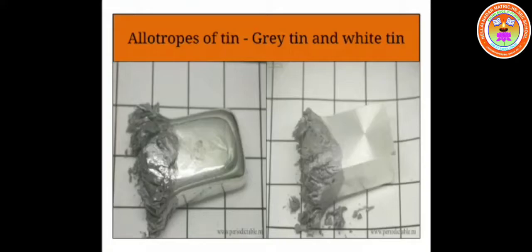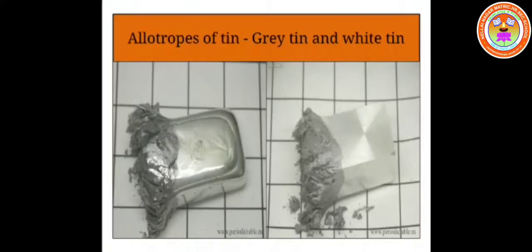Then we also have two other allotropes of tin. They are rhombic tin and sigma tin. Sometimes they are also called alpha tin and beta tin. So alpha tin, beta tin, white tin and grey tin are all the allotropes of the element tin.